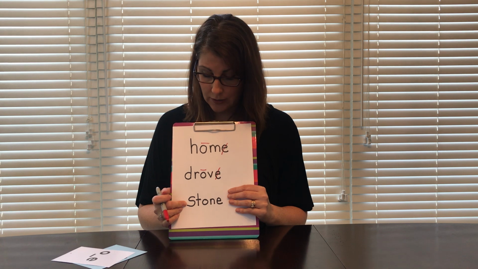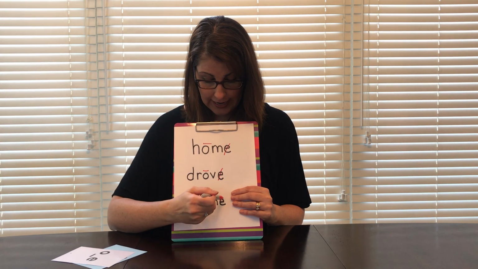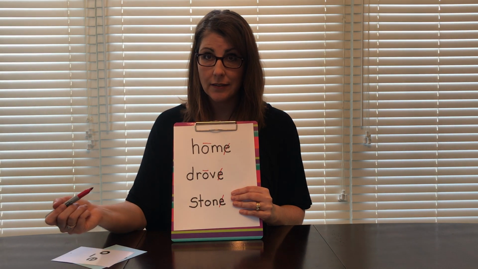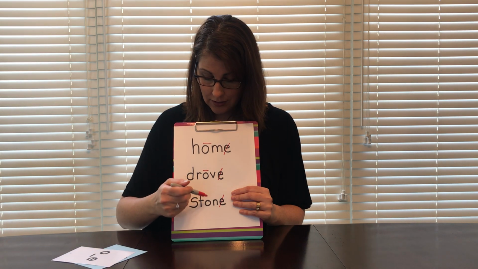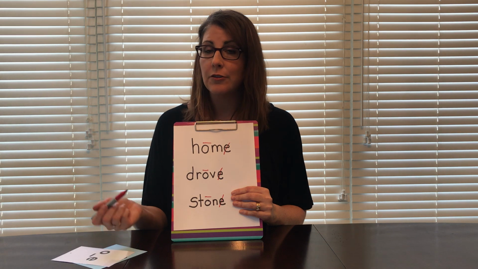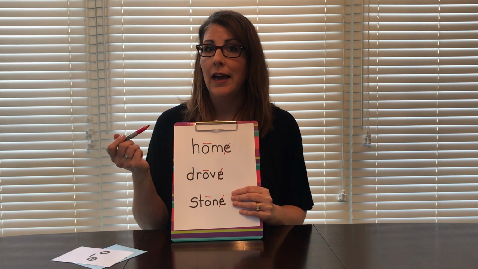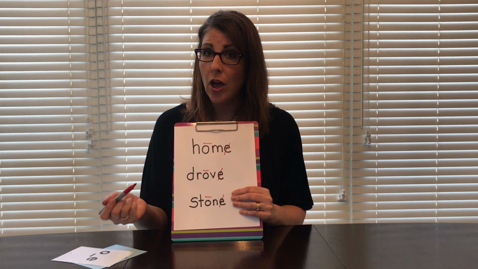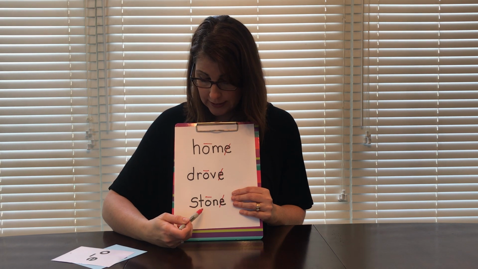Let's look at our last word. We have a silent E on the end, so we slash it because it doesn't make a sound. We're going to put a macron over the O because it reminds our brain that it's going to say its name. It's going to say O. Stone.